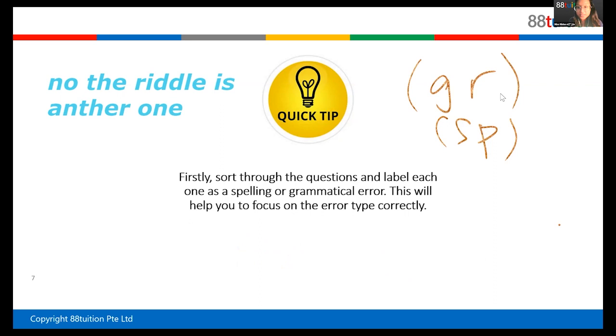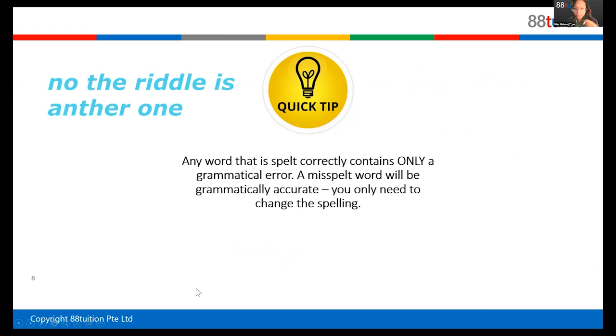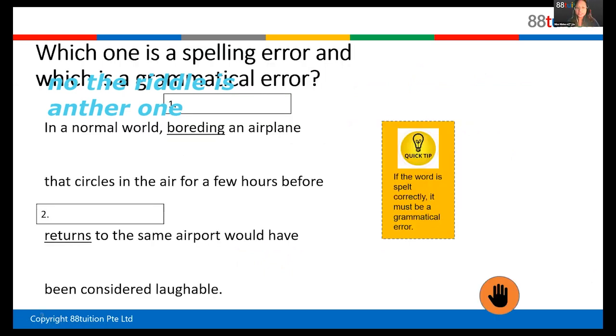But if it's a grammar mistake, which means the spelling is correct, but it's in the wrong tense or the wrong word form, then you change the word form. You don't change the spelling, okay, vice versa, which I mentioned already. So now this is an example. This is how your PSLE editing will look like. Of course, it's going to be longer. I've just given you one sentence.